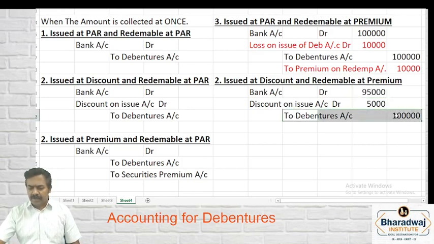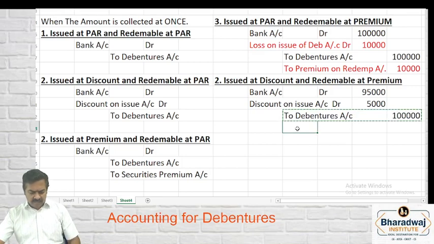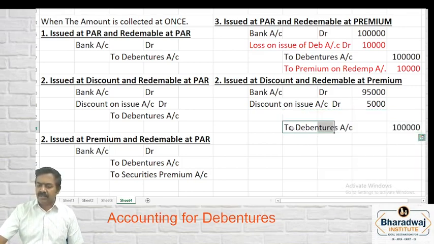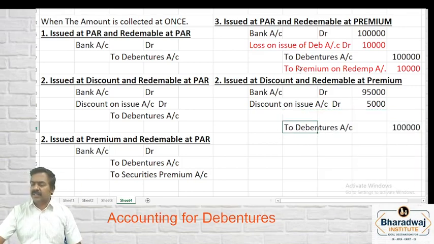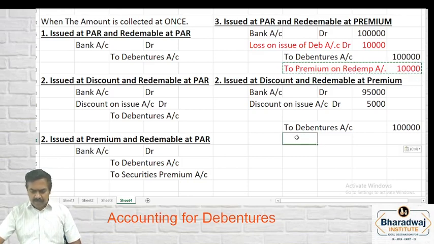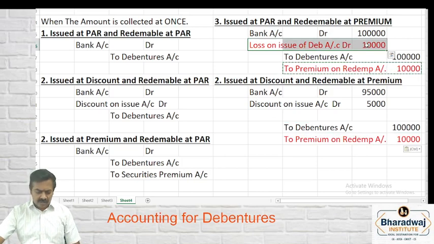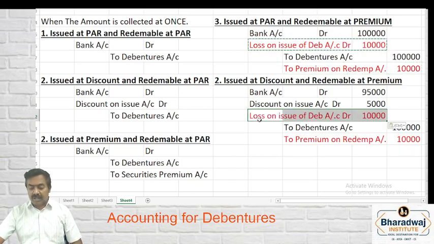Can the company promise a premium on redemption for this, while getting back 10,000 extra? Yes. There also, there will be a premium on redemption. That will be equal to loss on issue of debentures. Now there are 2 losses here. What are the 2 losses?